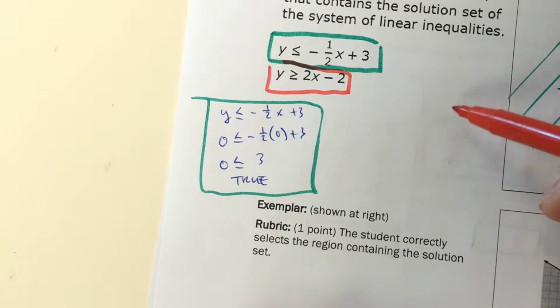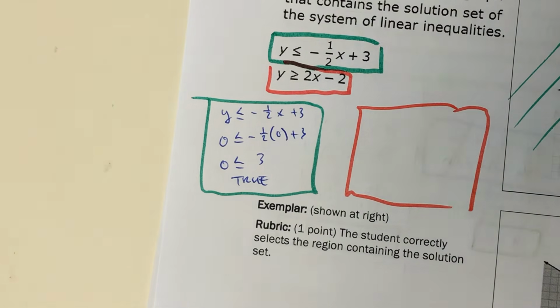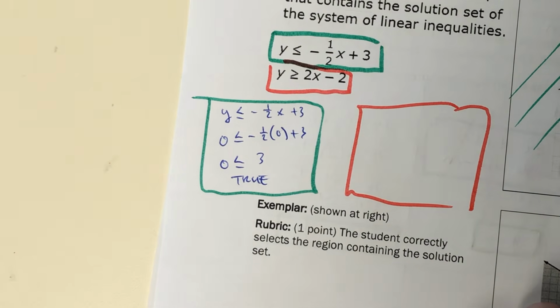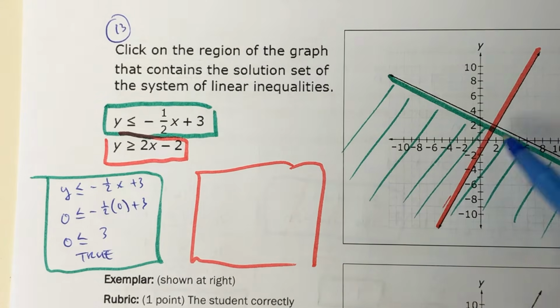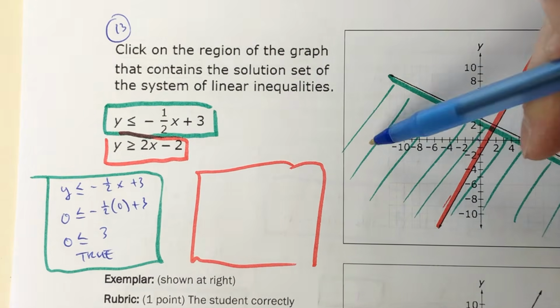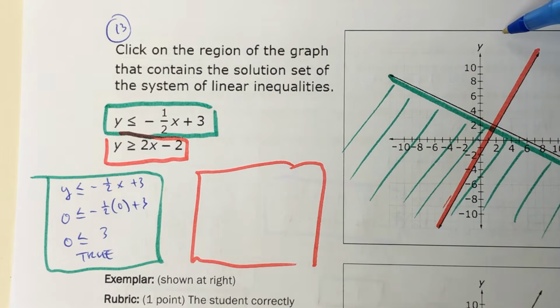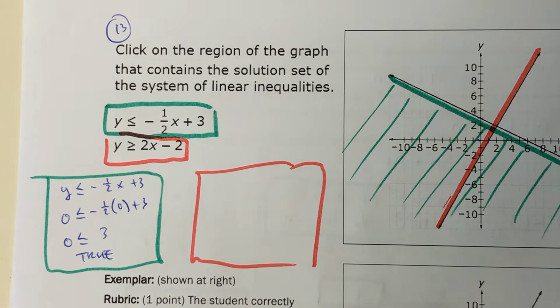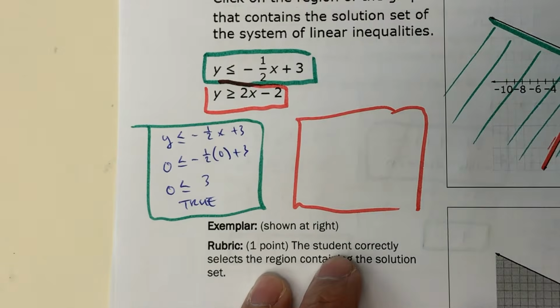Okay, for the red region now, I'm going to test the same thing. And you can only use 0, 0 if the line is not going through the origin. So 0, 0 is not going through the origin. So for the red, if 0, 0 is true, then everything over here will be shaded. If it's false, then everything on this side will be shaded. So let's put in 0, 0 to the red one now.